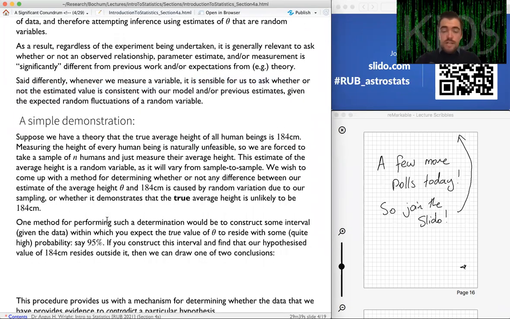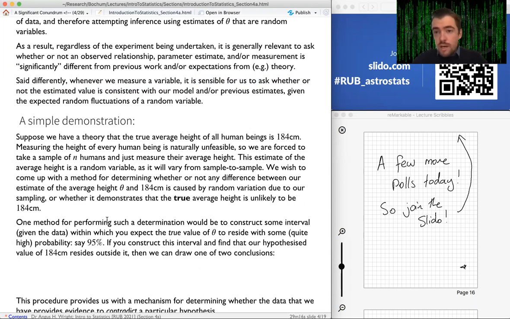One of the simplest ways to understand this is to think of a really practical example. So let's say that we have a theory. Our theory is that the average height of all human beings is 184 centimeters. And we want to know whether or not that estimate is accurate, or whether or not our hypothesis is borne out by the data.